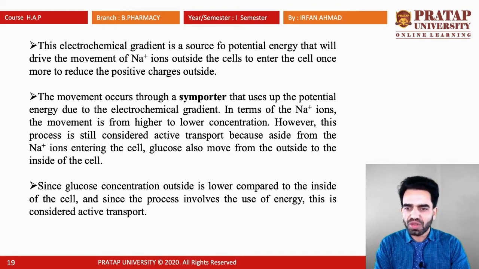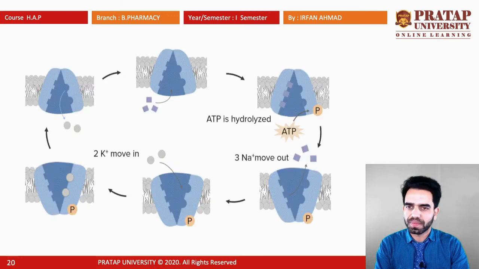Now glucose is also moving, and the glucose concentration outside is lower as compared to inside of the cell, and this process will use energy. This is also called active transport. So this is also an example of active transport.